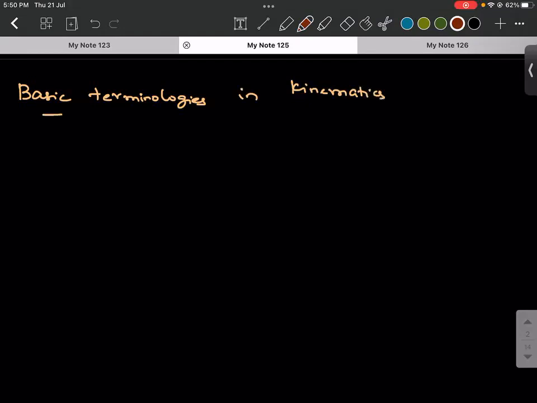Yes, the topic is basic terminologies in kinematics. So as the name suggests, we are going to be concerned about the terms which are used in kinematics to understand the motion of an object, of which the first term would be distance.